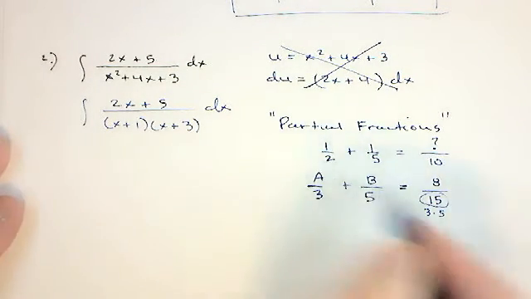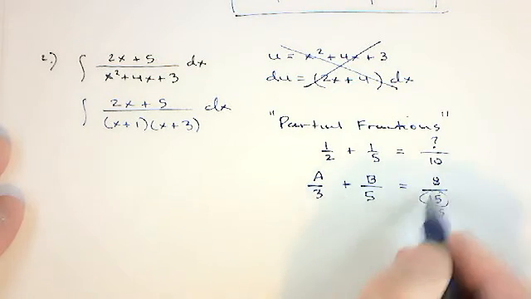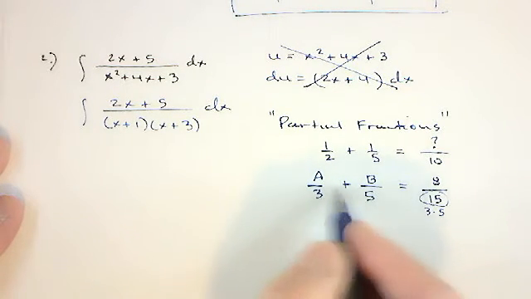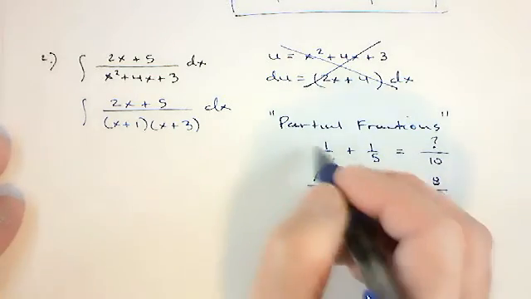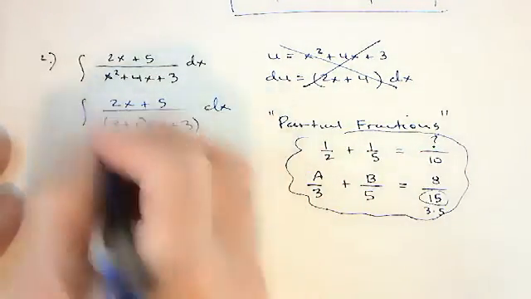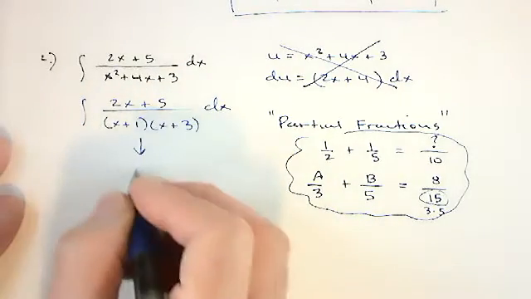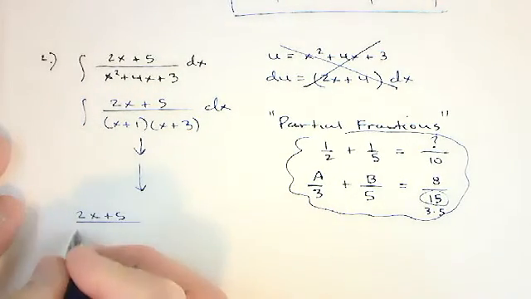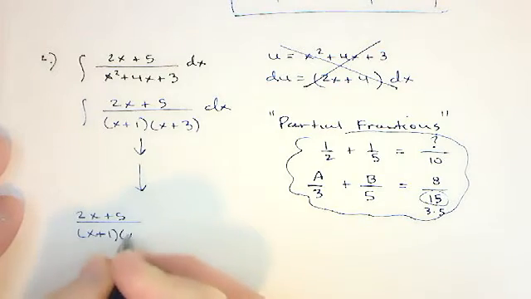Okay, so this is the idea of partial fractions, going the other way, taking a single fraction and trying to think of that as the sum of two or more fractions. So we have this single fraction, 2x plus 5 over x plus 1 times x plus 3.